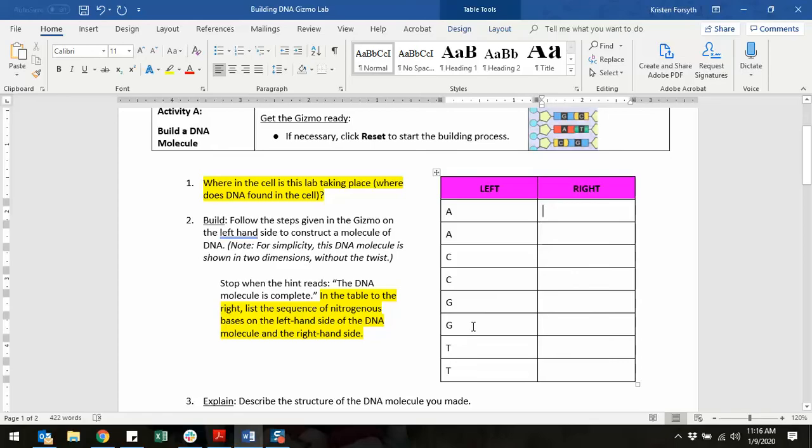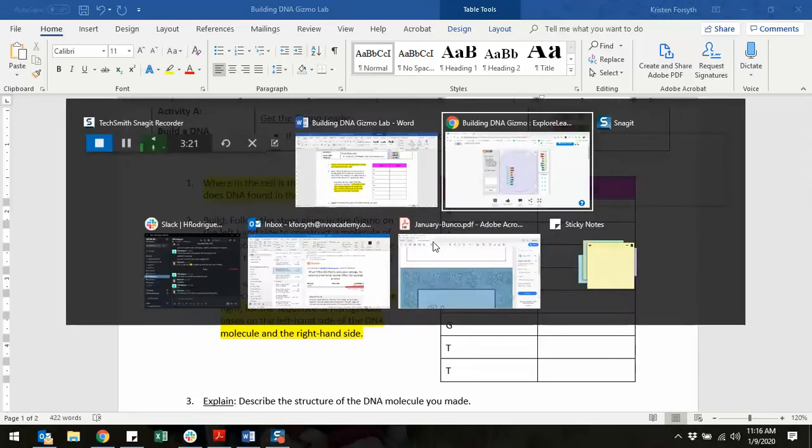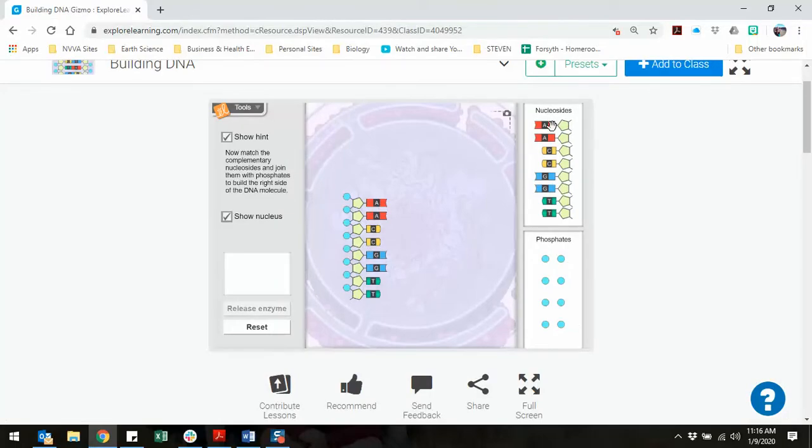So if you go to your gizmo and you're building it, if you didn't know that, you could try to build it, and you could see, like if I pair A with A, it doesn't let me do it. If I pair A with C, nope, doesn't let me do it. If I pair with G, nope, doesn't let me do it. So I have to then realize, oh, T is the only one that's going to work.